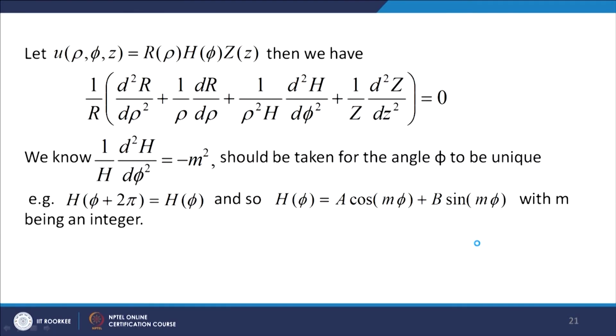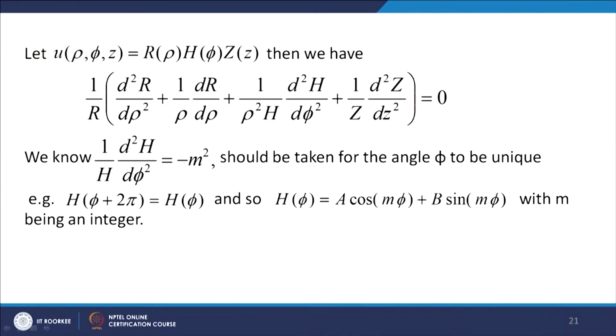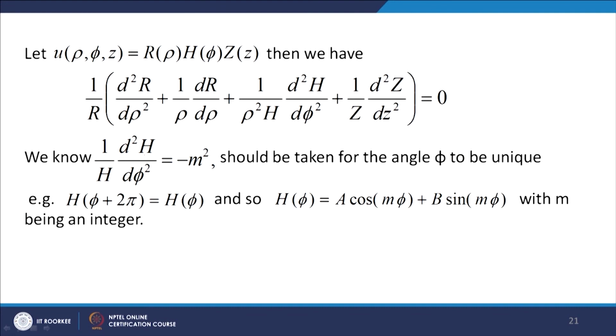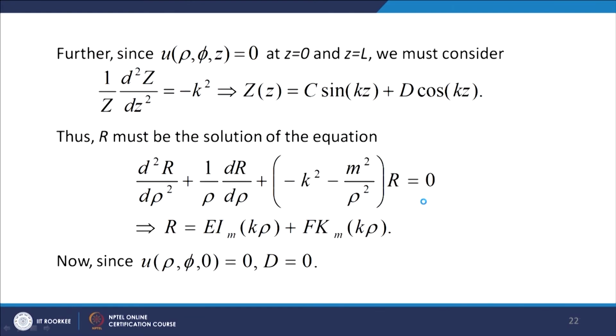Now let us consider u(rho, phi, z) equal to R(rho) H(phi) Z(z), then we have this equation. We know that (1/H) d²H/dphi² is equal to minus m squared, because if you take plus m squared you get e to the power m phi and e to the power minus m phi, where we notice that H(phi plus 2 pi) is not equal to H(phi). So we have to consider minus m squared, and H will be equal to A cos m phi plus B sin m phi. So H(phi plus 2 pi) will be equal to H(phi), provided m is an integer. So for H(phi plus 2 pi) to be equal to H(phi), m has to be an integer, and u is equal to 0 at z equal to 0 and z equal to L.